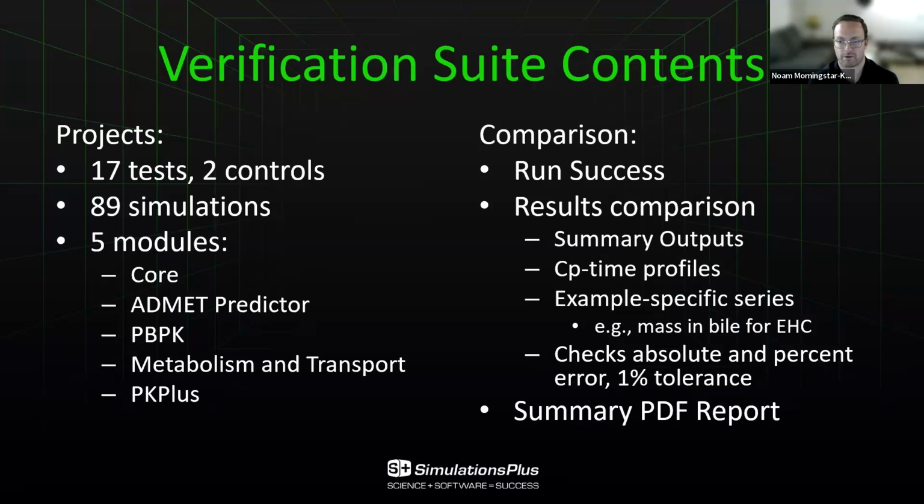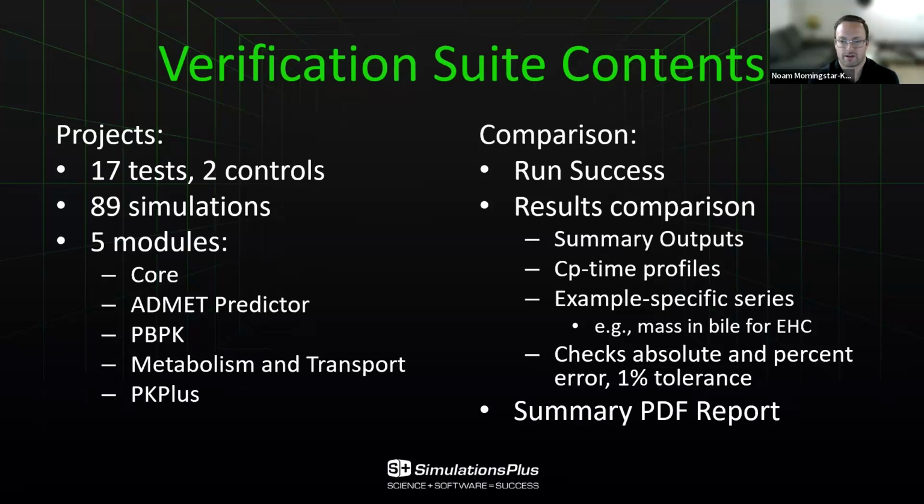And then for each example, we have several example-specific series. And what I mean by that is, for example, if we have enterohepatic circulation for that test case, it will compare the mass in the bile and the mass reaching the duodenum, as well as the CP time profile. So we try and hit all relevant aspects of these simulations. And when it does these checks, it checks both the absolute and the percent error, so the difference between the simulation that's just run the test case and the reference results with a 1% tolerance.